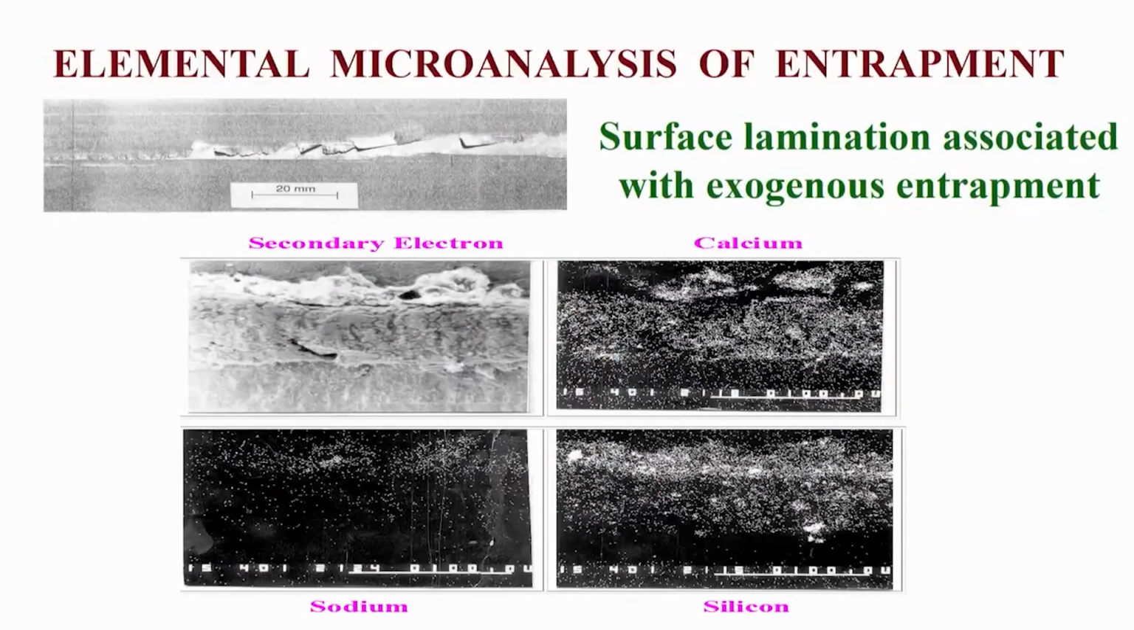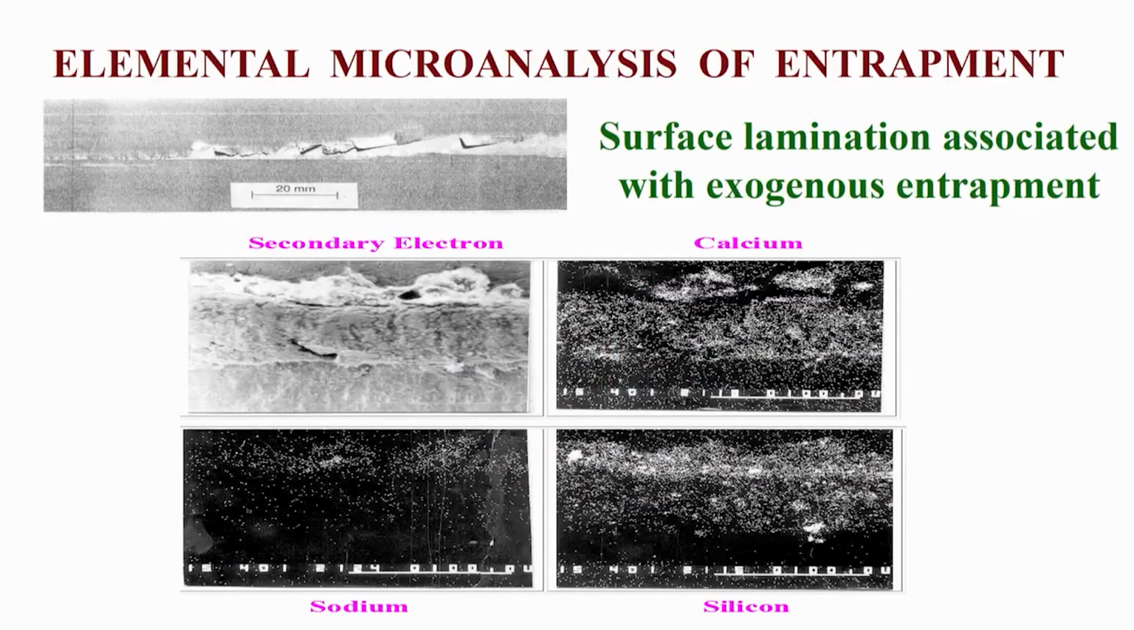We know what elements are present and how much of them are present. This is helpful in identifying the constituents present in the entrapment. If you know that, then in the future, when you are making the steel in subsequent steps, the next heat, we know how to take care so that this problem does not happen. Now, I will show you another example.